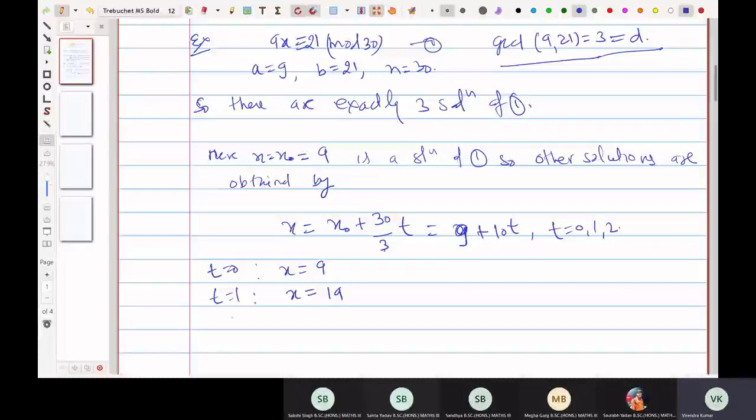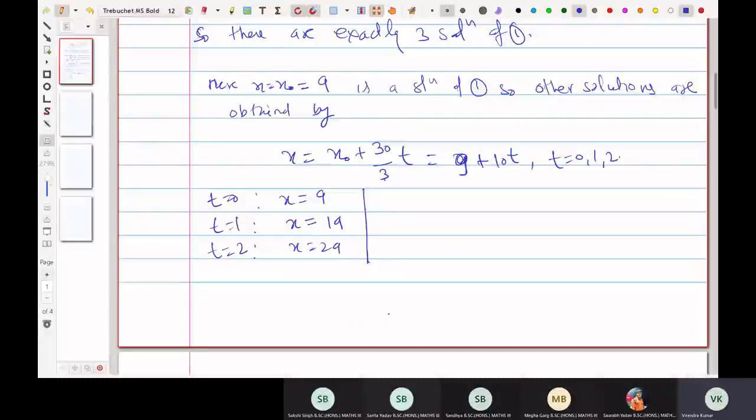Okay, and when t equals 2, we will get 20 plus 9, that is x equals 29. So we need not reduce them because they are less than 30. And in case you have taken x0 minus 30 by 3 times t, where t equals 0, 1, 2, in that case you will be getting 9 times t, where t is 0, 1, and 2.